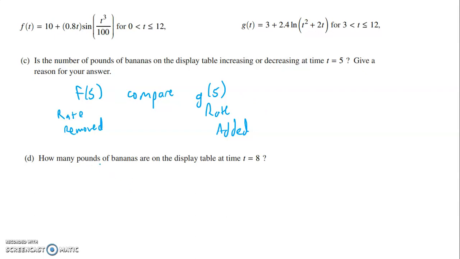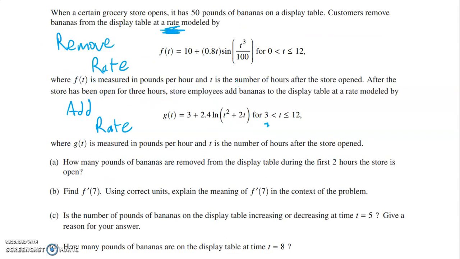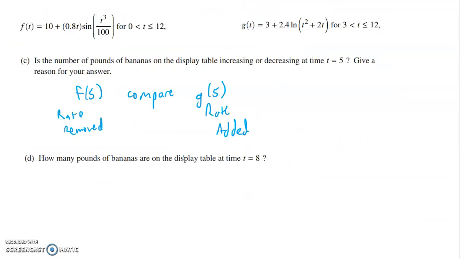And then the last one, how many pounds of bananas are on the display table at time t equals 8? There's one piece of information we have to go back to the original problem. We started with 50 pounds of bananas. So to figure out how many bananas are there at t equals 8, we're going to say how many did we start with, minus how many did we remove, plus how many did we add. So we started with 50.